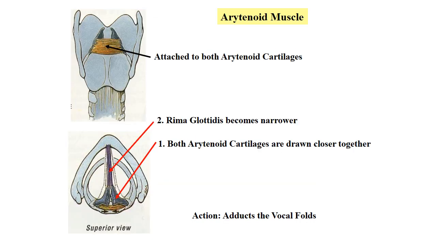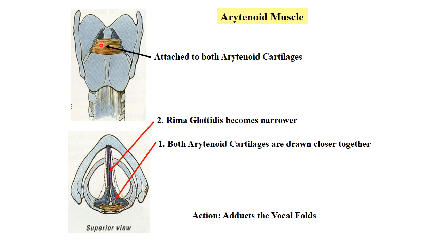Next muscle, the arytenoid muscle, and I'm just going to treat this as one muscle. Technically, there are two different muscles, a transverse and an oblique arytenoid. We're not going to do that. We're going to treat this all as one muscle called the arytenoid. This muscle goes from arytenoid cartilage to arytenoid cartilage. It goes straight across like this generally.